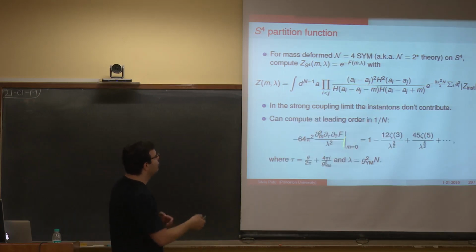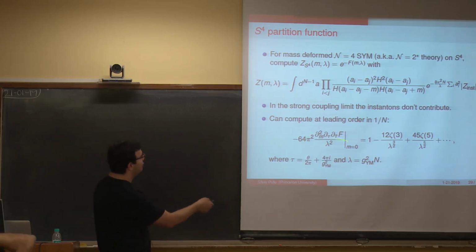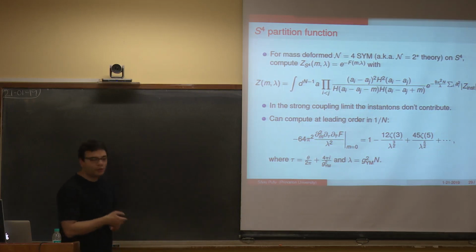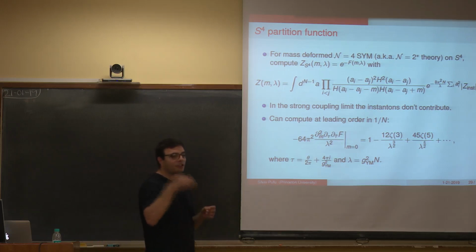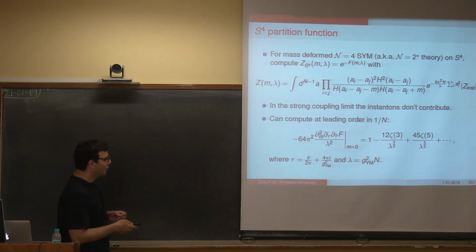But it can be computed at leading order in 1 over n. In the 1 over lambda expansion, the free energy can be computed, and it looks like this. So you see some zeta functions appearing. These are the same as the zeta functions in the flat space scattering amplitudes.